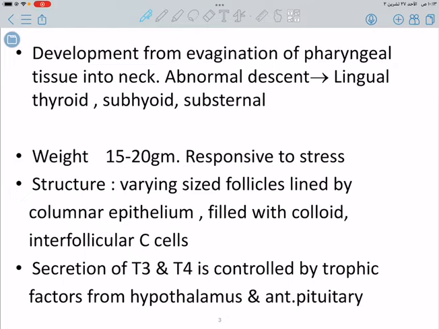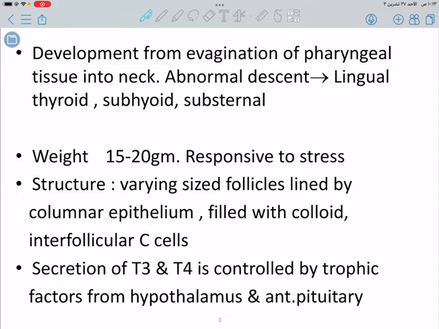So structurally, it's composed of varying size follicles lined by columnar epithelium, I will show you a picture of it now, filled with colloid, and in between these follicles there are interfollicular cells, which we call C cells, which are important in calcium metabolism.